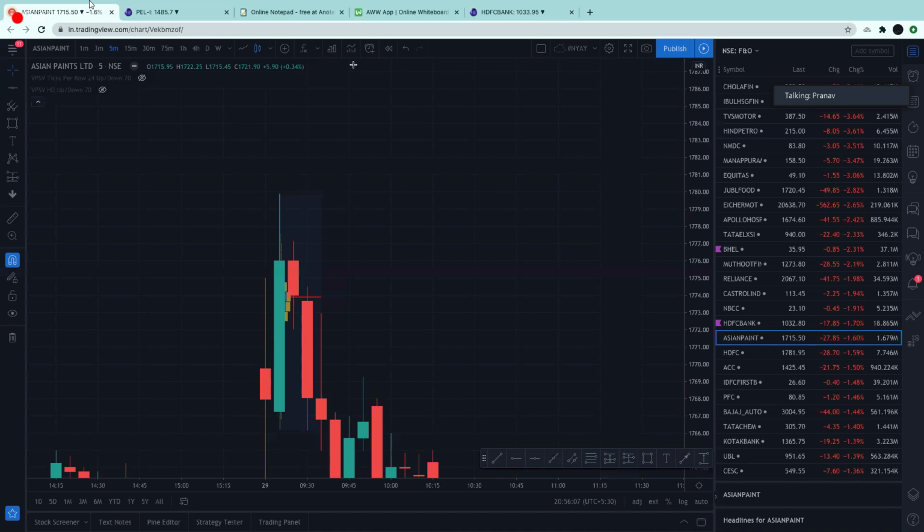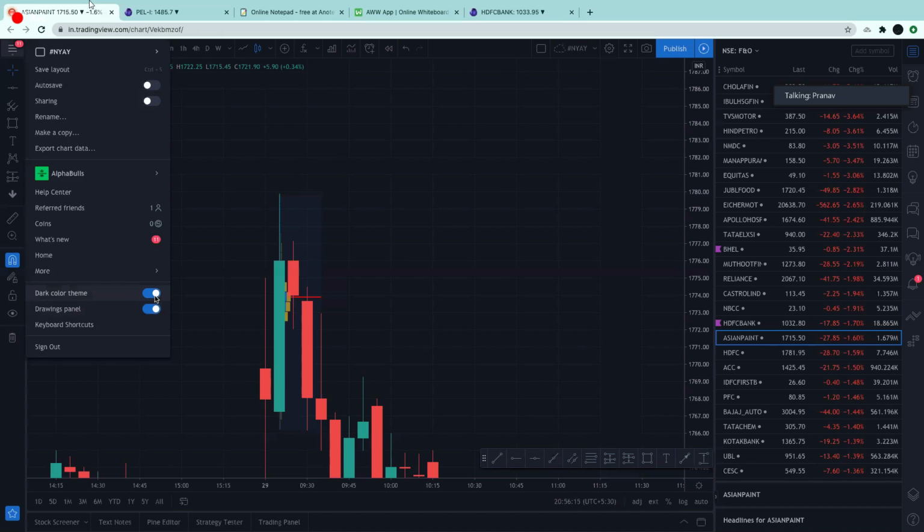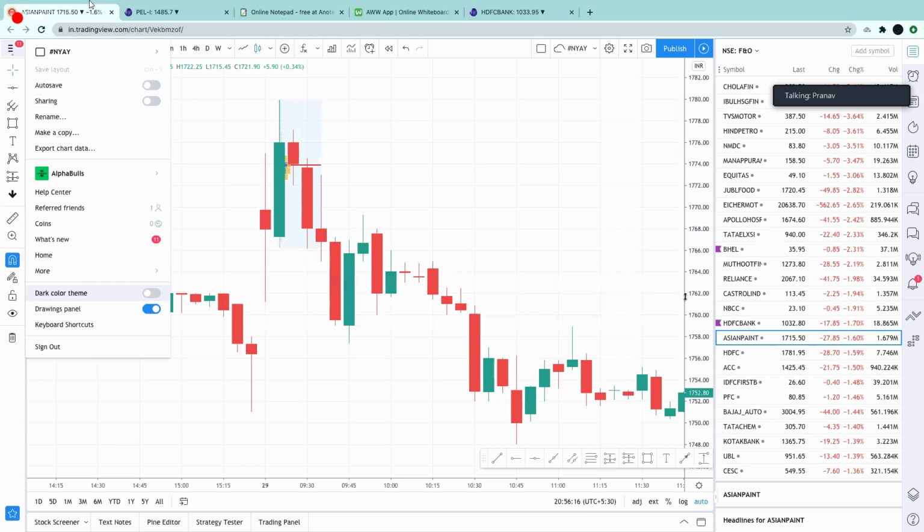Okay, so let's do one thing. I'm going to do half black, half white. Okay, I'm going to show in both. Okay, so ये white पे देख लो.